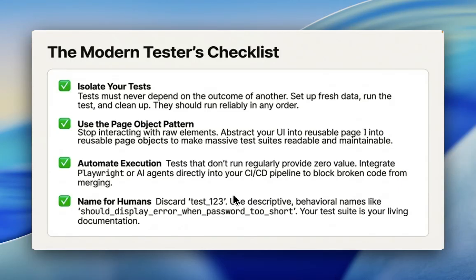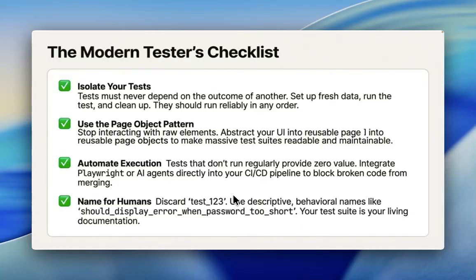The modern tester checklist. Tests must never depend on the outcome of another. Set up fresh data, run the test, and clean up. They should run reliably in any order. Stop interacting with raw elements. Abstract a UI into reusable page objects to make massive tests readable and maintainable.